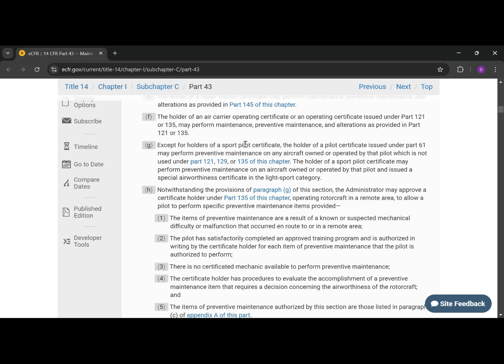So, what is this section saying? It's saying a person who holds a pilot certificate under Part 61 can perform maintenance or preventative maintenance as long as it's not under Part 121, 129, 135, as long as the aircraft is not operating under these parts. Now, a sport pilot can perform preventative maintenance on an aircraft as long as it's issued with a special airworthiness certificate in the light sport category.